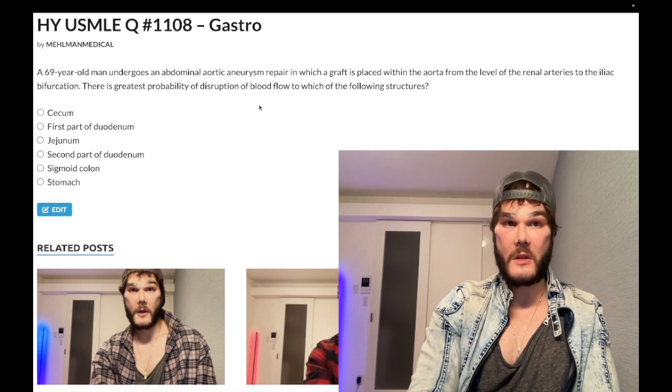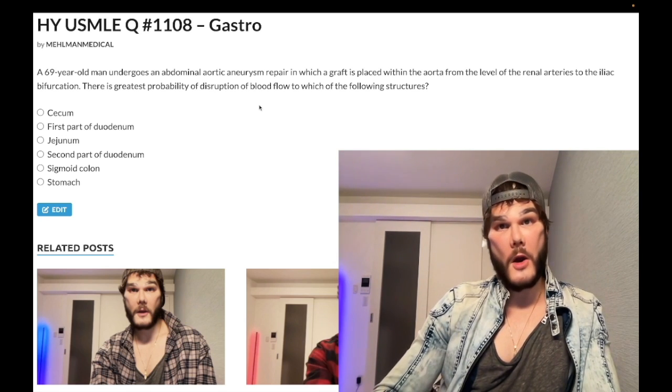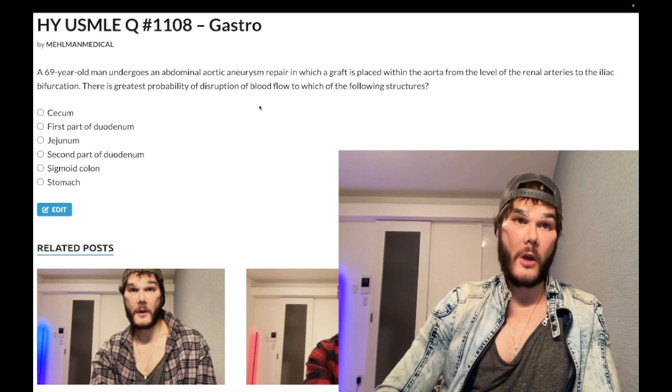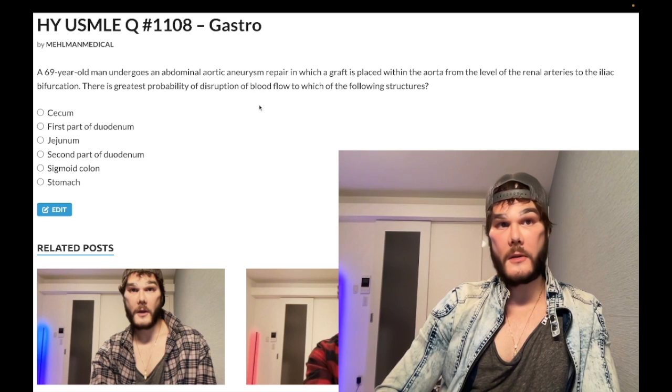Okay, so you need to know T12, that's the celiac trunk, L1, superior mesenteric artery, L3, the inferior mesenteric artery. Those all come off anteriorly on the abdominal aorta. Then you've got the renal arteries and the gonadal arteries. Gonadal arteries is the general term for ovarian artery, female, and testicular artery, male. So the renal arteries and the gonadal arteries are L2.